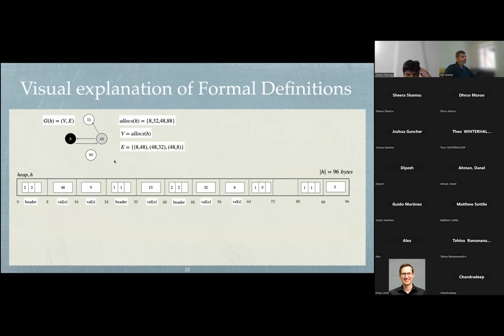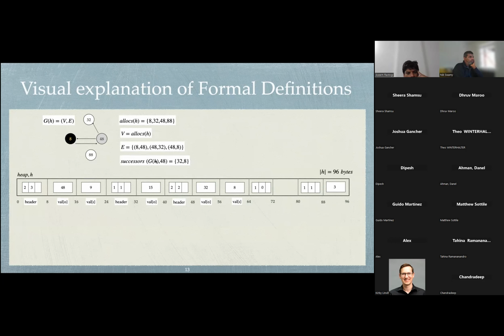For example, for 8 there is only one field pointer, 48. For 48, there are two field pointers: the first field is 32 and the second field is 8. Both are field pointers, and they should be added in the order they appear. It should not be the case that 48, 8 comes first and then 48, 32. It should preserve the order in which they are present in the heap. So 48, 32 first. This order preservation is very important for proving an important invariant property.